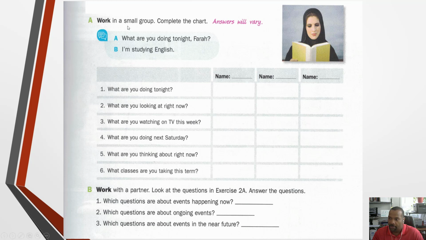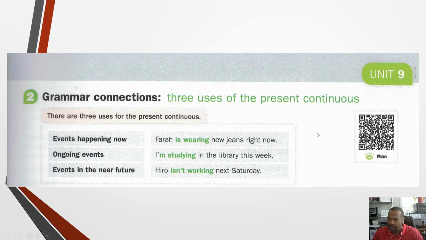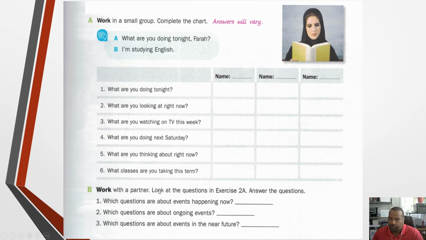Okay, so now it's your turn. Find somebody who you can have in your group and ask them these questions. And you'll want to answer in the present continuous. All right? B, work with a partner. Look at the questions in exercise 2A. Answer the questions. Which questions are about events happening right now? Which questions are about ongoing events? Which questions are about events in the near future? So I'm going to let you figure that out based on what we've learned in the 3 uses of the present continuous tense. If you have any questions, let me know. Good.